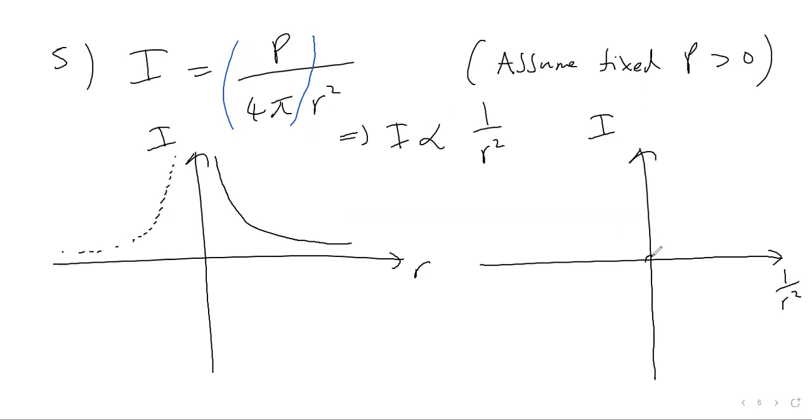And how would this look if we sketch I against 1 over r squared? In this case, we're going to have our discontinuity at 0, because if r is equal to 0, 1 over 0 is undefined. And again, we have this straight line relationship like that.